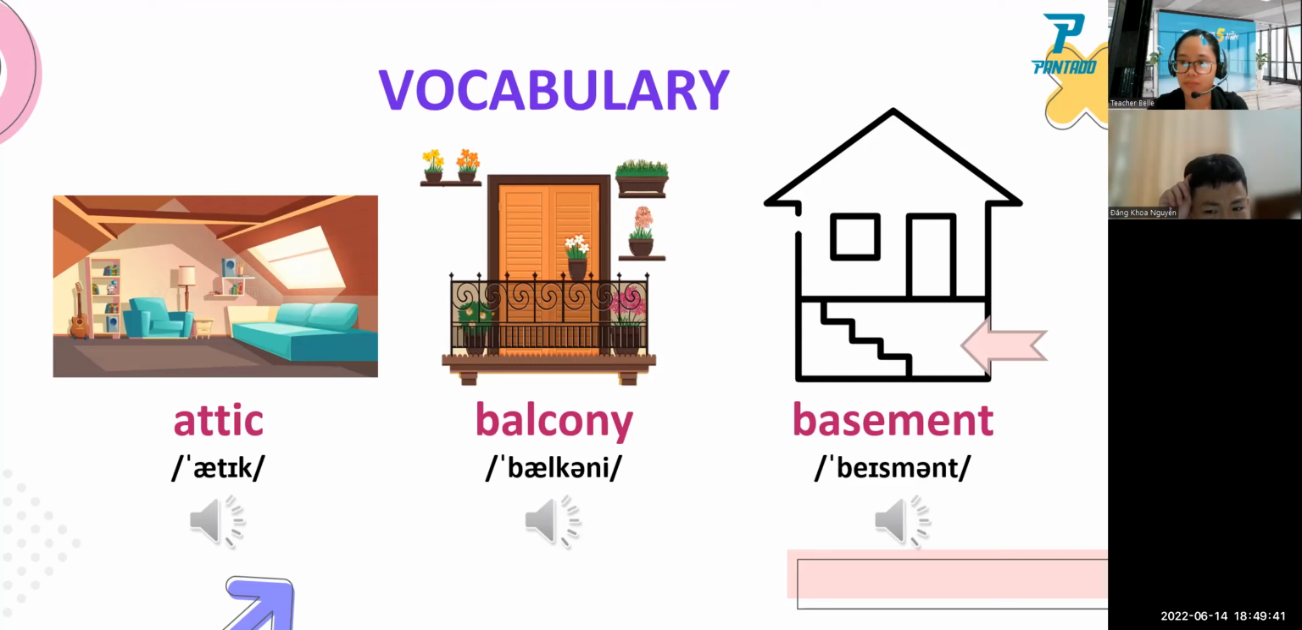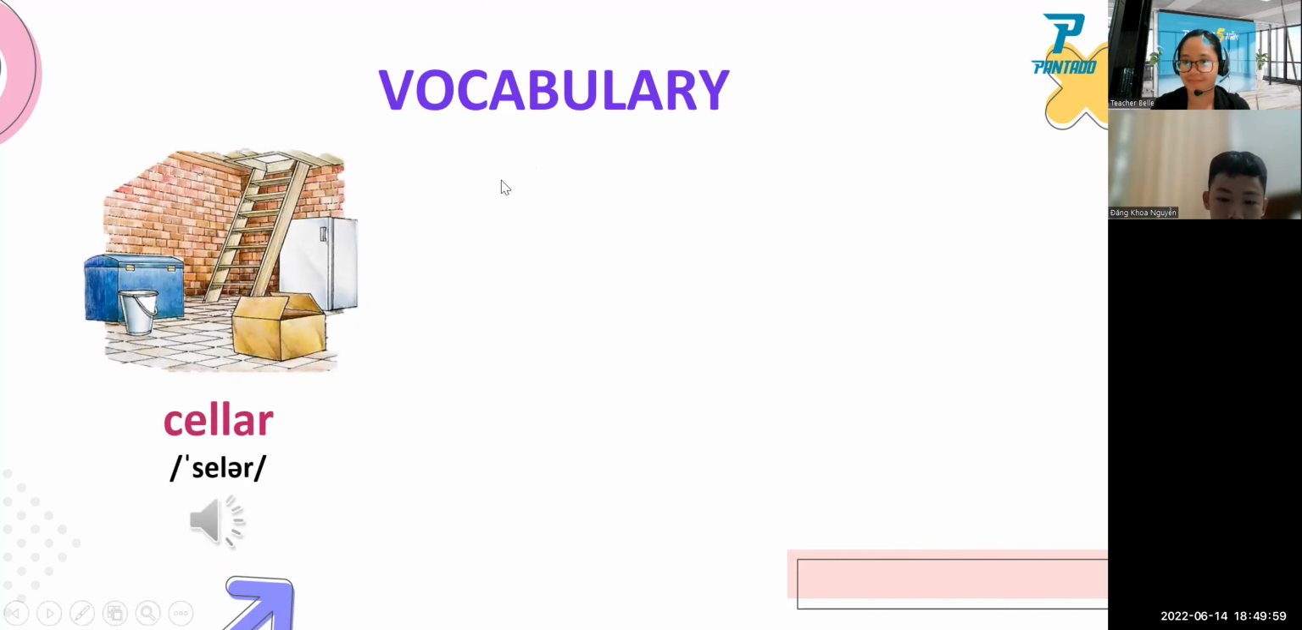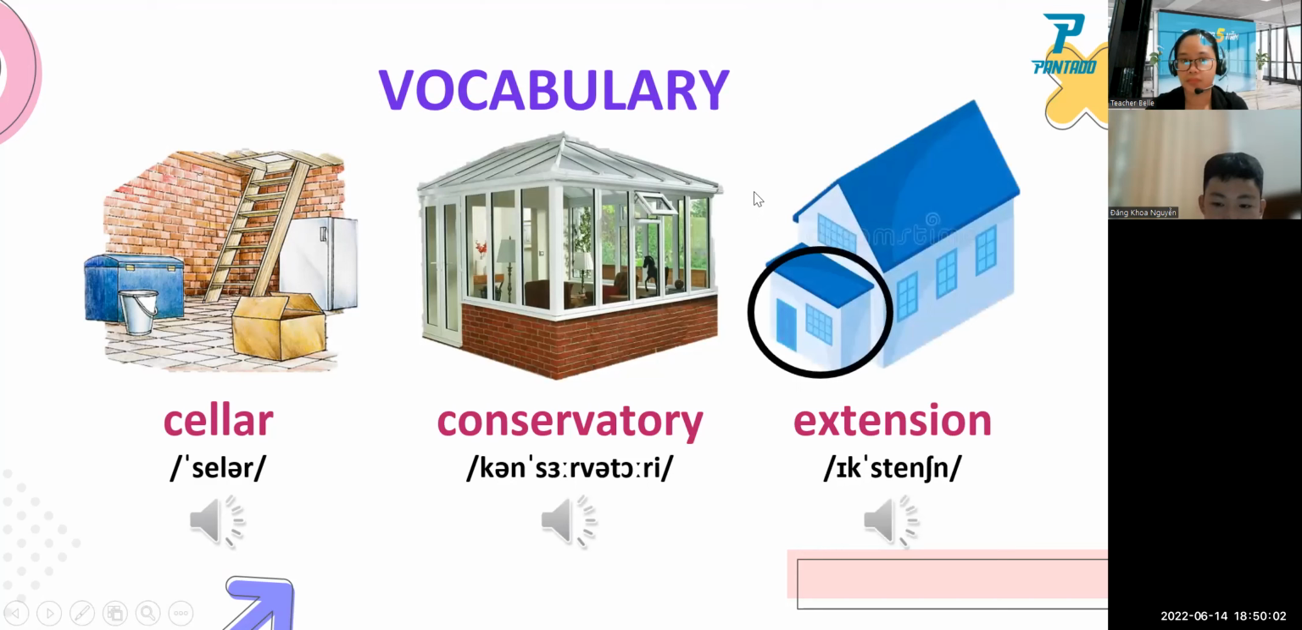Because basement is just like a garage. You put old things there, but the place is different. Yes, you're right. You see, you can say anything about basement. Okay, next is cellar. Can you see the lesson, Koa? Yes, I can. Okay, that's great. So cellar is like basement, and what's different about basement and cellar?